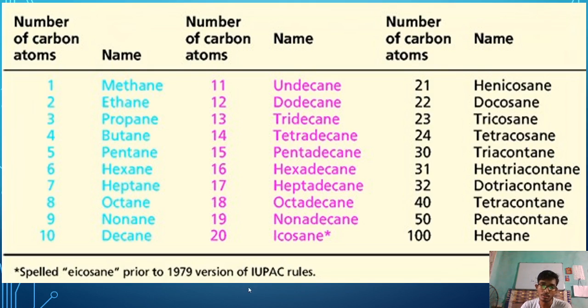You should know the IUPAC rules for the number of carbon atoms. If the carbon atom number is 12, then the name will be dodecane. 13, then tridecane. 14, then tetradecane. 15, then pentadecane. 16, then hexadecane, and so on.